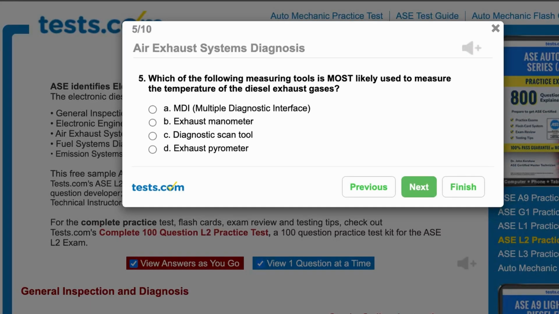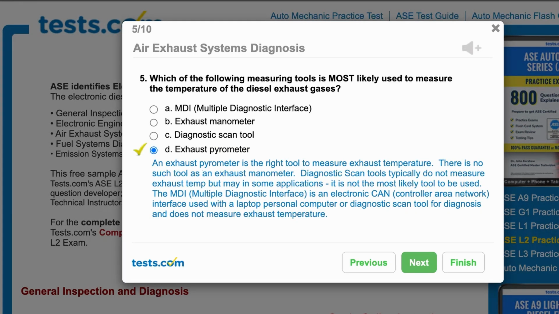Air exhaust systems diagnosis. Question 5. Which of the following measuring tools is most likely used to measure the temperature of the diesel exhaust gases? A. MDI, or multiple diagnostic interface. B. Exhaust manometer. C. Diagnostic scan tool. D. Exhaust pyrometer. D. Exhaust pyrometer. An exhaust pyrometer is the right tool to measure exhaust temperature.